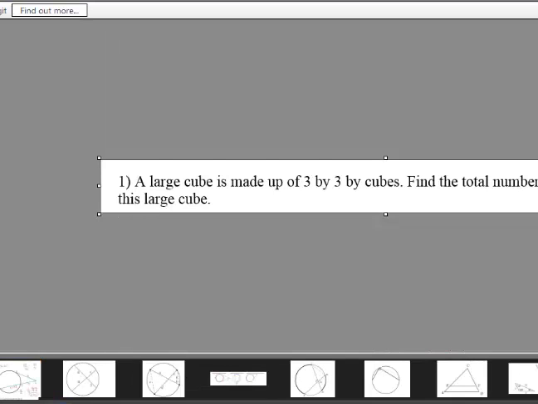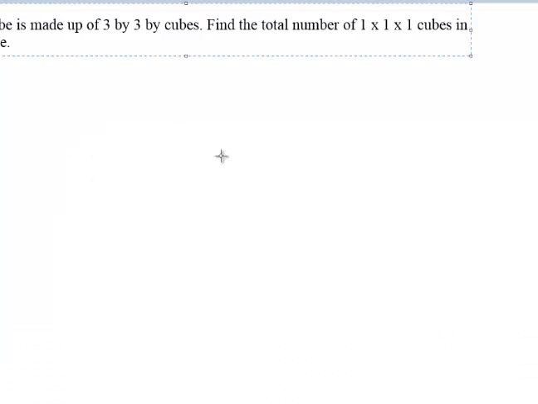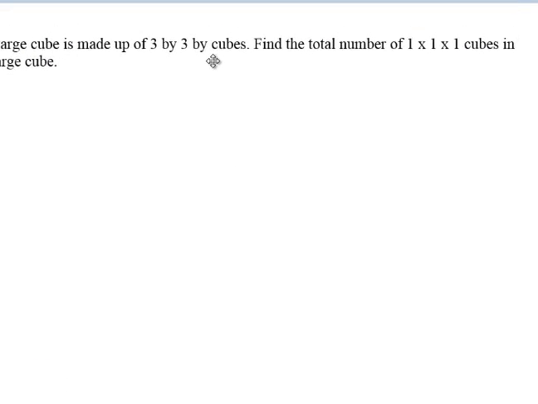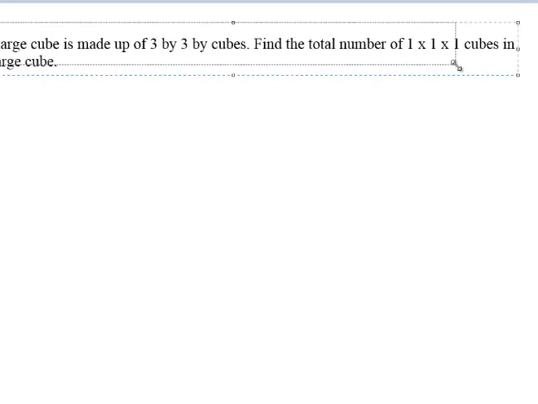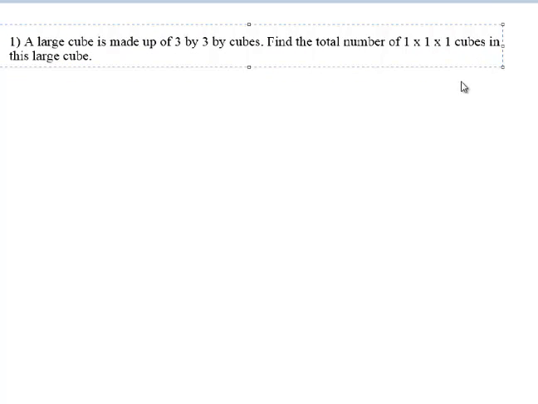Let's take a look at a couple of the examples from Chapter 1, which kind of illustrate what we're looking for. Here's one type of example that you might see. A large cube is made up of 3 by 3 by 3 cubes. Find the total number of 1 by 1 cubes in this large cube.